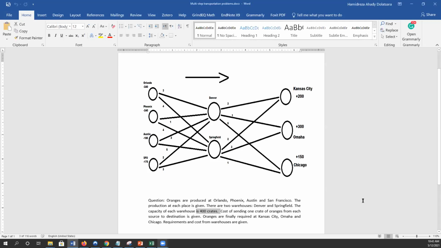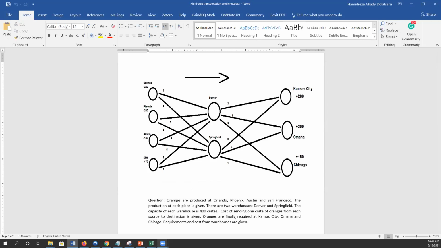I just highlighted the next constraint. So the next constraints are in the warehouses, Denver and Springfield. We already said this, the capacity is 400 crates. So you cannot store more than 400 at any time in these two locations. Still, I hope you can guess the last type of constraints that we might face in this problem.